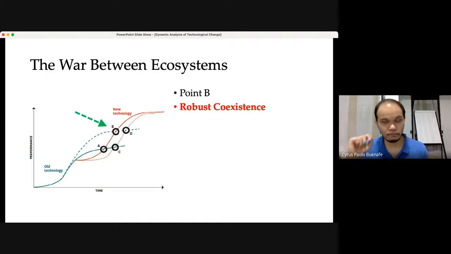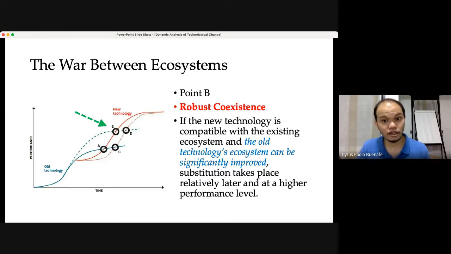Let's start with point B, which the authors call robust coexistence. You can see that's the intersection of the new technology and the supposed new path of the old technology, shown by the dashed blue lines. This means that the old technology can still be improved further. So what does point B really mean? If the new technology is still compatible with the old existing ecosystem, and here's the clincher, the old technology's ecosystem can be significantly improved, then substitution takes place relatively later and at a higher performance level.